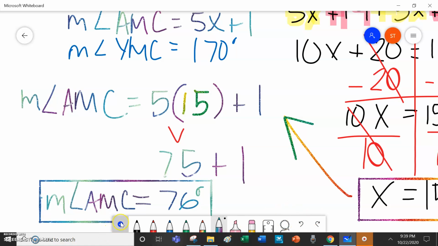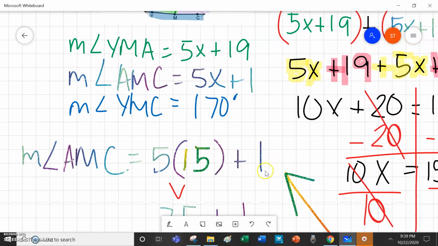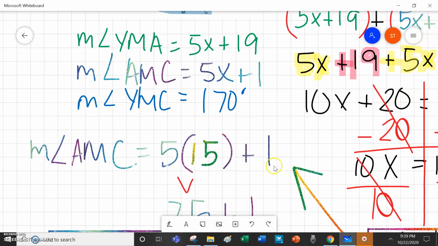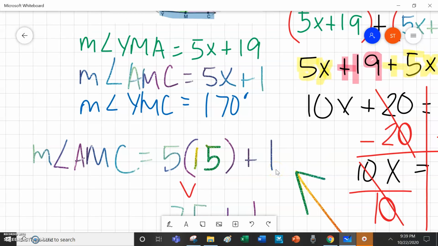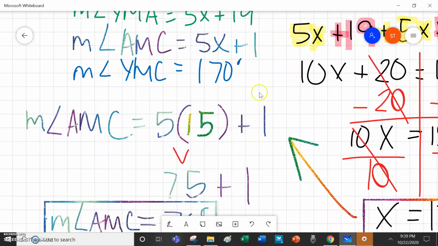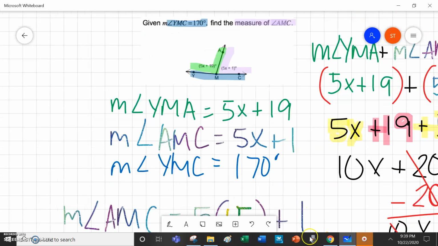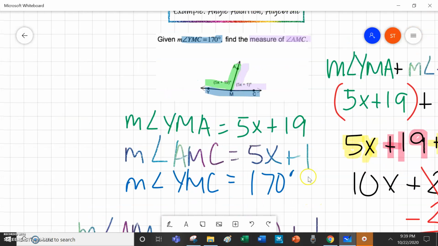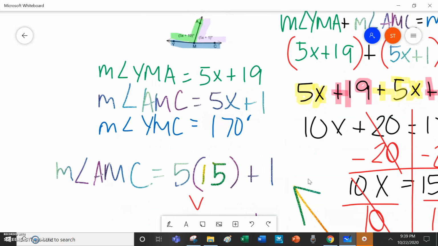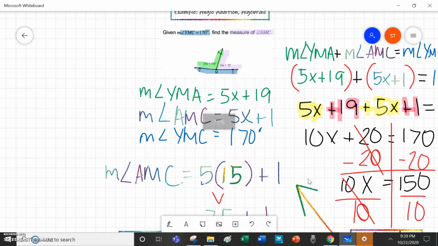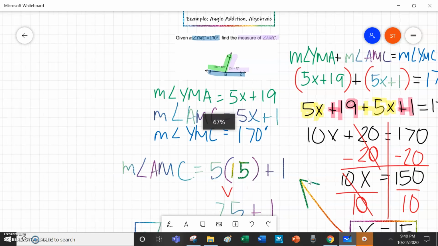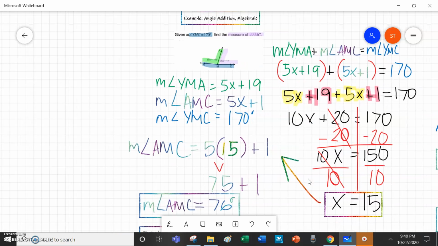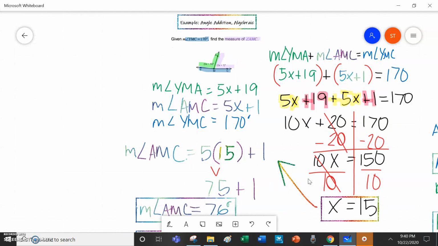At this point, I could also find the measure of angle YMA, which is 5 times 15, 75, plus 19, which would be 94. And 94 plus 76 is 170, so that would work out too. However, since the problem only asks me to find the measure of AMC, we will end at finding the measure of AMC. So this is our example of using the angle addition postulate in order to solve an algebraic equation.